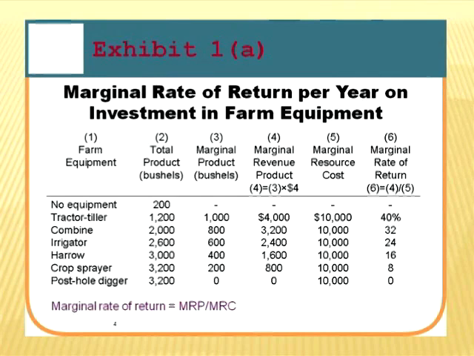For the irrigator, 24%, and so forth. So you see that the marginal rate of return also decreases, and the reason it does is because the marginal revenue product is decreasing. If we had different prices, of course, in column 5, we would divide by different prices.